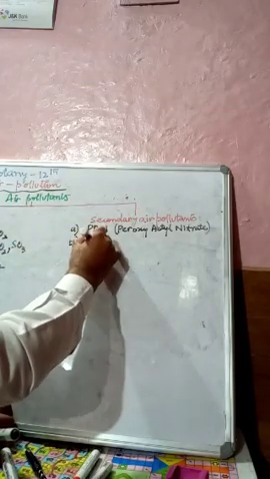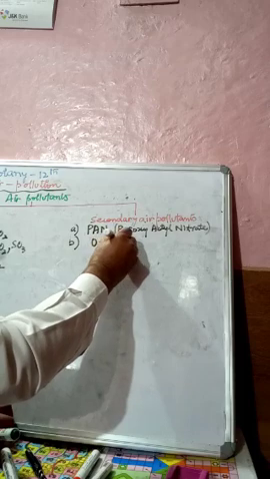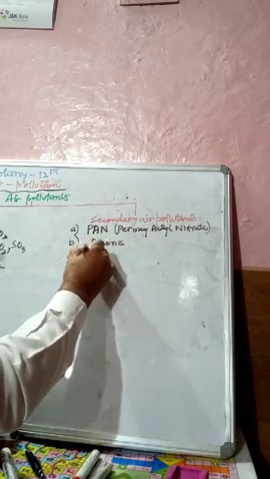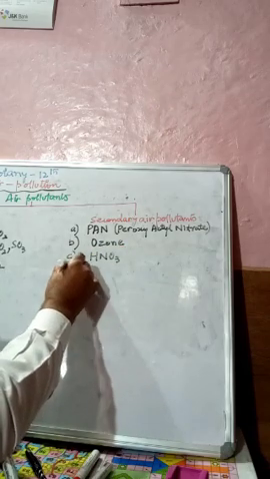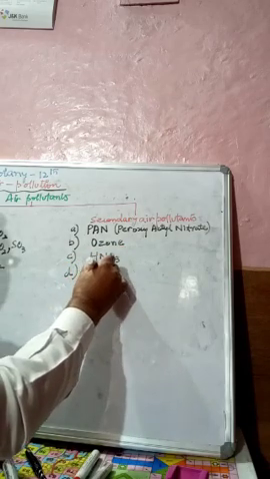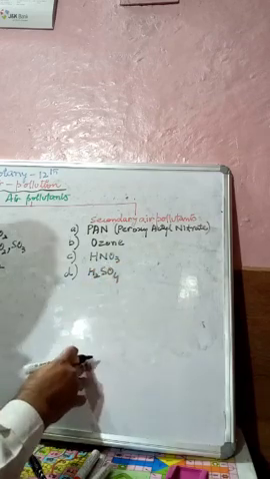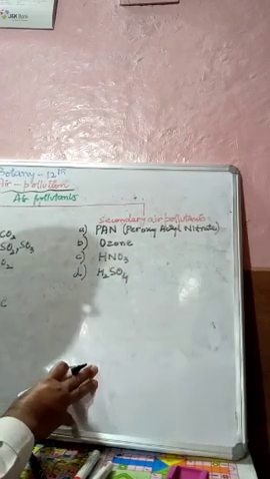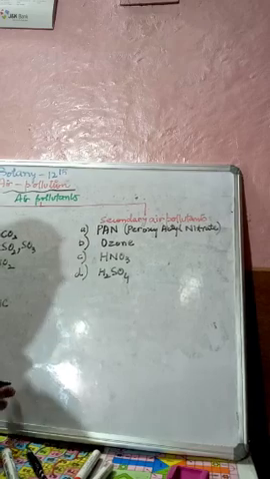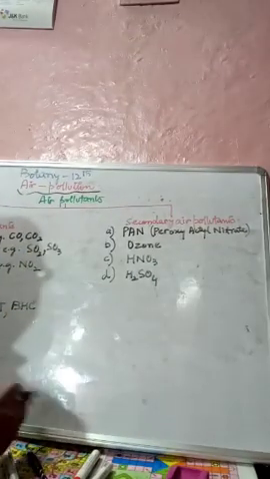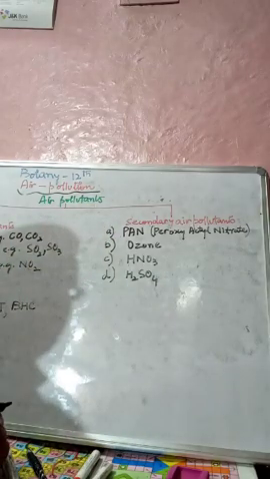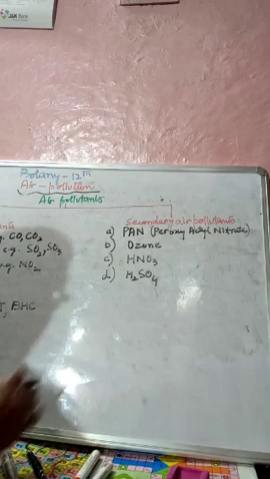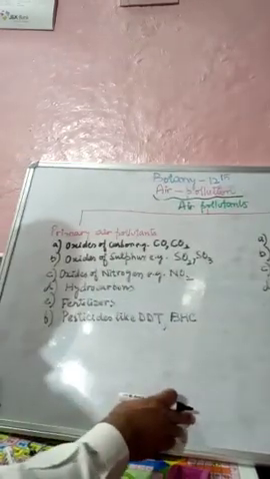Second is ozone, third is nitric acid, HNO3, fourth is sulfuric acid, H2SO4. So these are the secondary air pollutants which cause the pollution of the air. The first one mentioned is PAN, peroxyacetyl nitrate. What is this? We will study it later on. Ozone is there, nitric acid is there, and sulfuric acid is there.